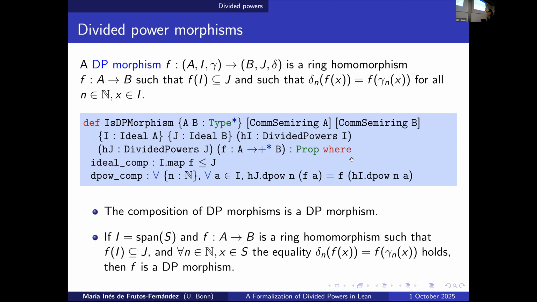Yeah, so this is just the Lean definition. We just encode these two properties as fields in the definition. And we proved several facts about divided power morphisms. For example, the composition of divided power morphisms is again a divided power morphism. Or if you know that the ideal I is generated by some family of elements S, you don't need to check the compatibility condition on all of the elements of I. It's enough to check on the elements of S.